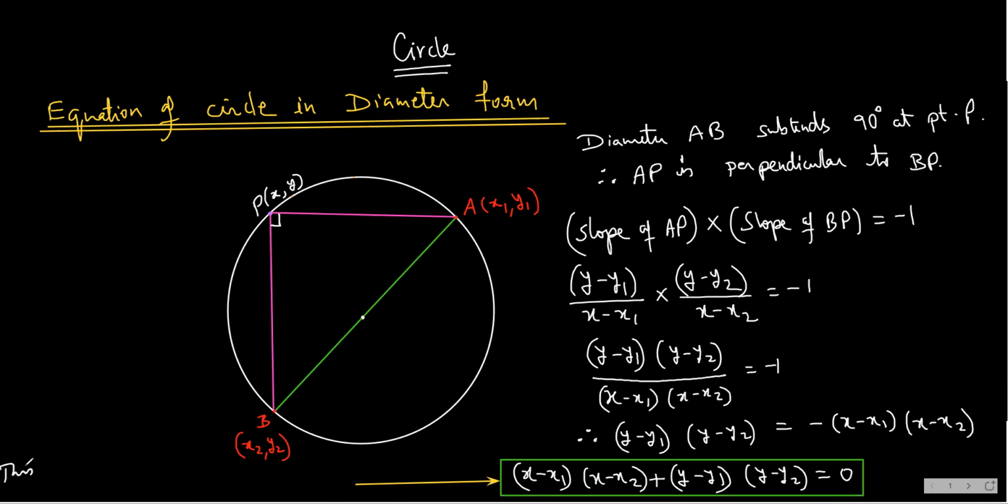This is equation of circle in diameter form. In this, what happens? For any one diameter, you are given the extremities. So, say the extremities are x1, y1, x2, y2. So, what will be the equation of the circle? X minus x1 into x minus x2 plus y minus y1 into y minus y2 equals to 0. Please write this.